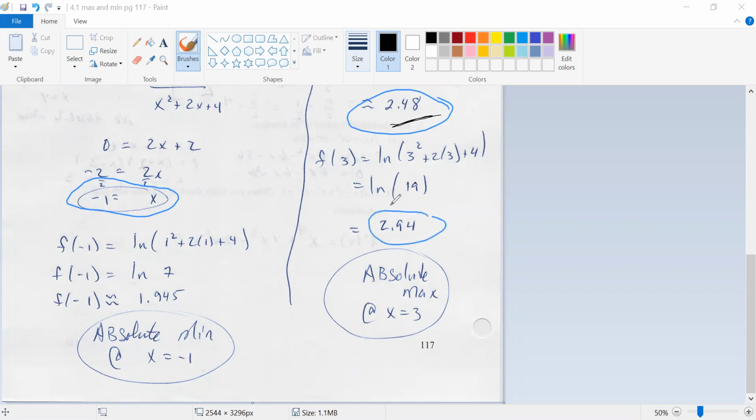or 2.94. So if you're being asked for the absolute minimum, the smallest y value is when x is at negative 1. So that's why your absolute minimum is there. Your absolute maximum will occur at 3. Notice this value of 3 here. So that's the y value. That's the absolute highest. And again, there's some other value in between that you just don't even mention.